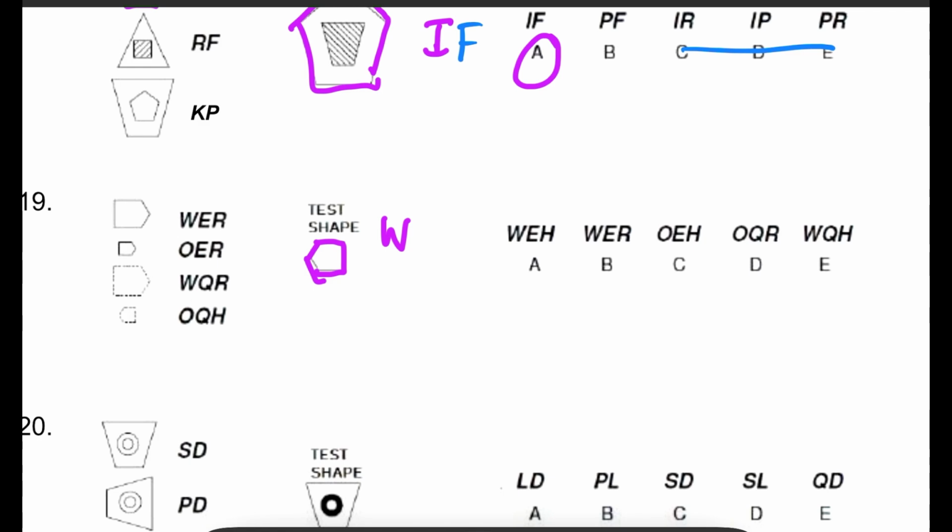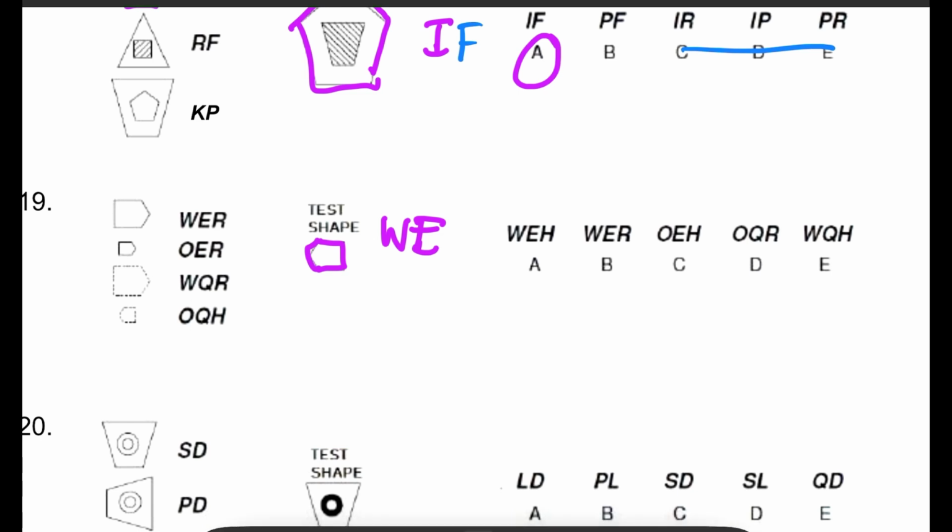Now on to the second letter. So here, these two both have an E as the second letter, and they both have a straight unbroken line, as you can see. The test shape is also a straight unbroken line, so the second letter will be an E. And now on to the third letter.